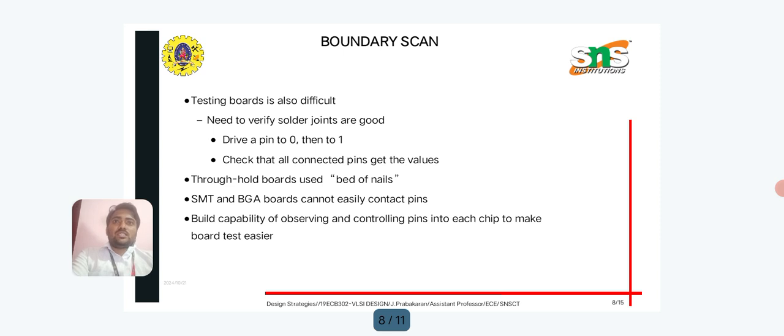And the next one is boundary scan. Boundary scan tests the interconnect between chips on a printed circuit board and provides a mechanism for observing and controlling individual pins of an IC.